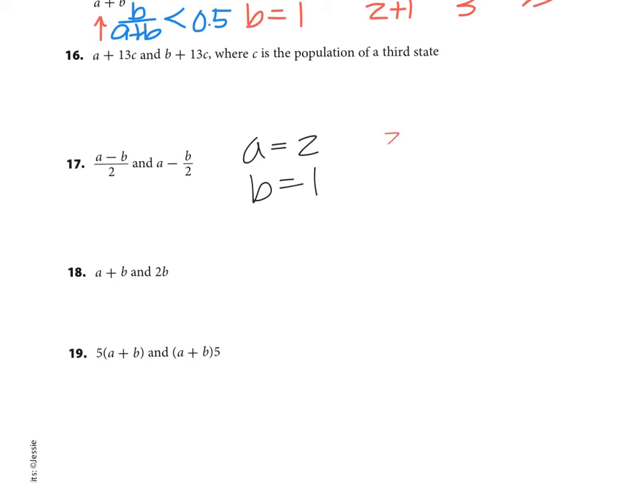So I've got 2 minus 1 over 2. That's this one. And then I've got 2 minus 1 over 2. That is this one. So I'm going to simplify each one. 2 minus 1 is 1, so that ends up being 1/2. If I do the right one, 2 minus 1/2 is 1.5. Okay, so then I compare them. This one is greater than 1/2.